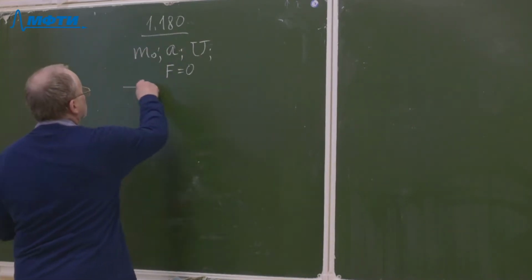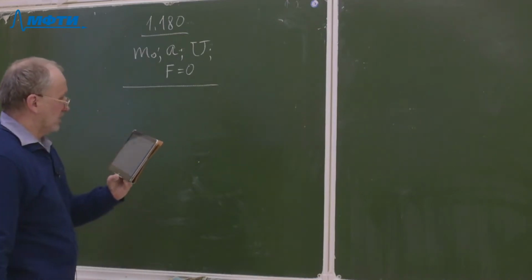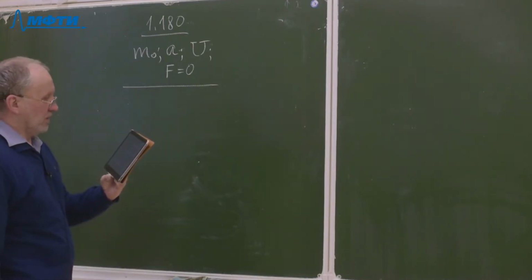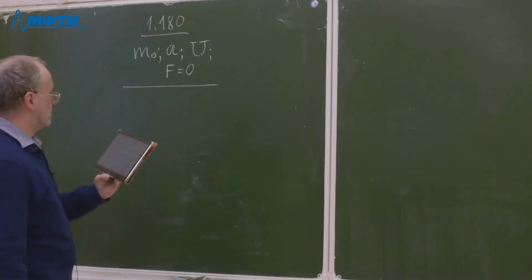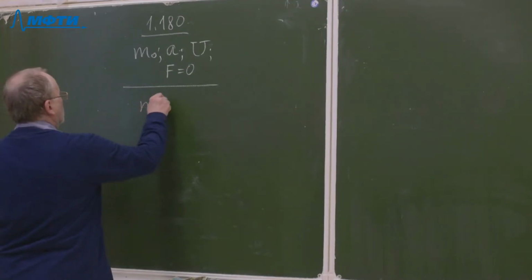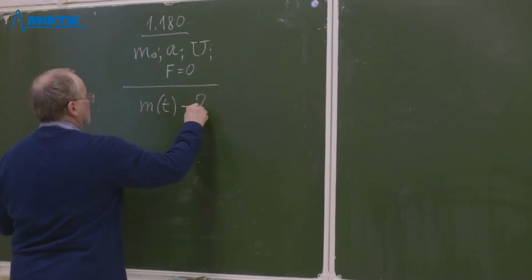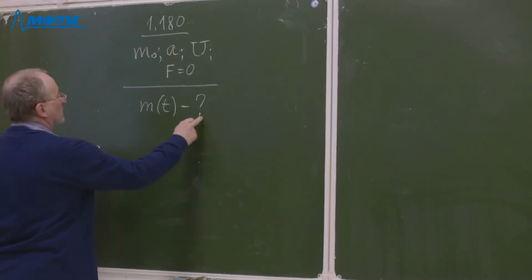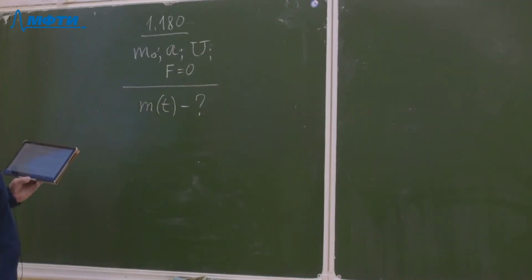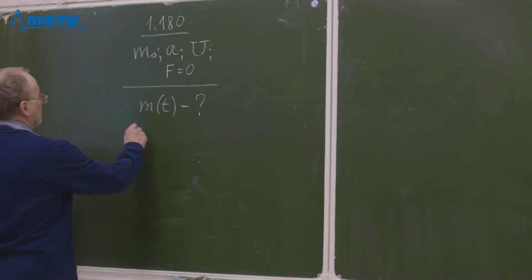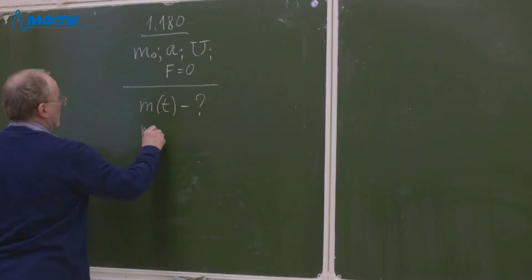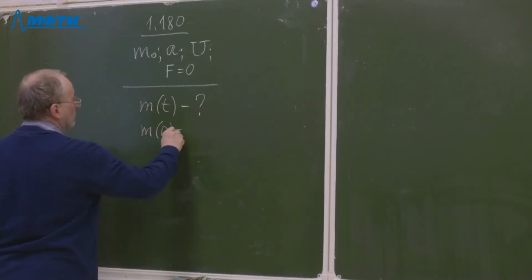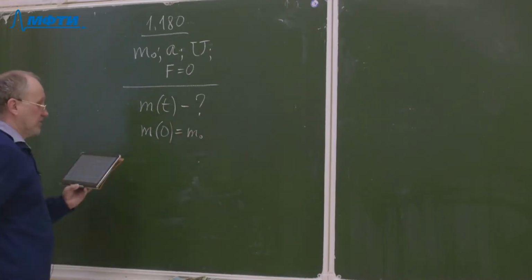And we have to find in this problem the law according to which the mass of the rocket changes. So we have to find this function, the mass of the rocket as a function of time, if the initial mass at time equals zero is given as m0.